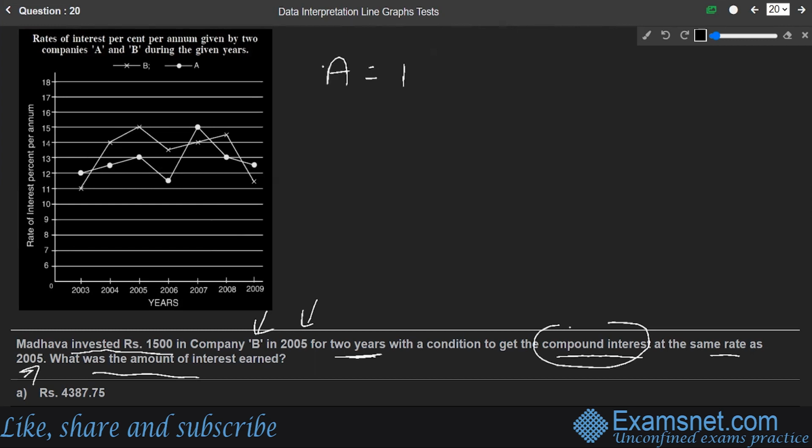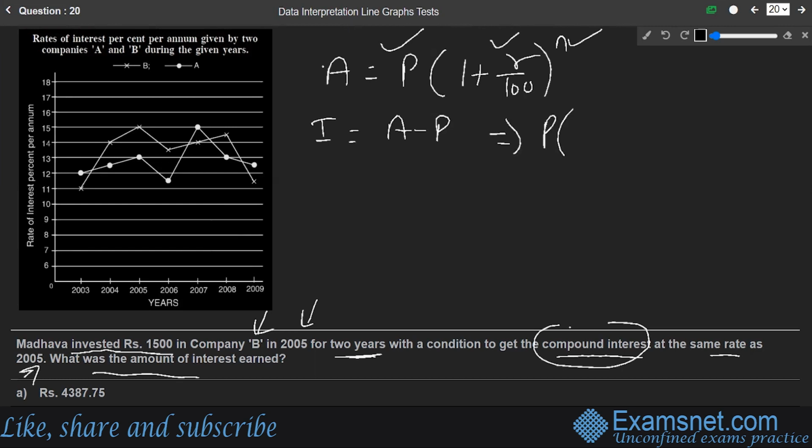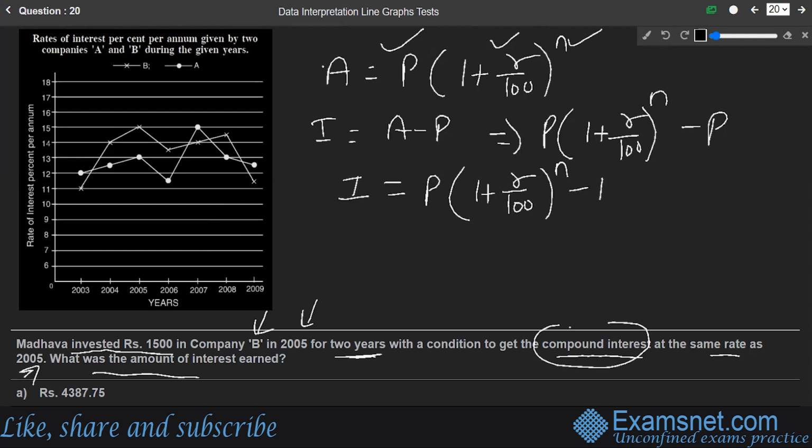The amount formula for the case of compound interest is P into 1 plus r over 100 to the power n, where P is the principal, r is the rate of interest, n is the time in years. If this is the amount value, what will interest be? Interest will be nothing but amount minus principal. So we can formulate this. The amount value is P into 1 plus r over 100 to the power n, minus P. That will be the interest value. If we take P common, the formula for interest becomes P taken common, 1 plus r over 100 to the power n, minus 1. That becomes the formula for interest value.